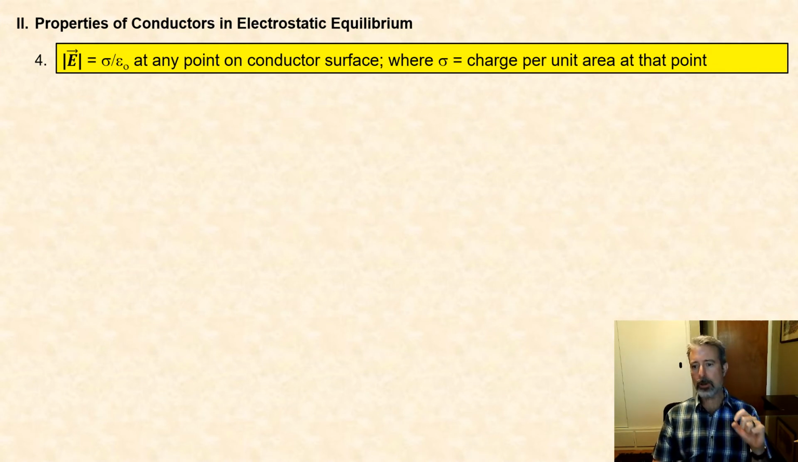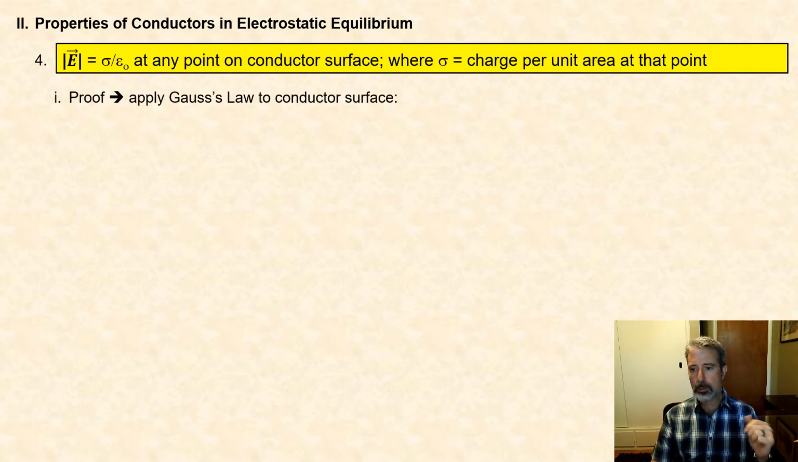So now we know about the direction of the electric field at the surface of a charged conductor. Let's turn our attention to the magnitude of the field. It turns out that the magnitude of the electric field is given by this expression, sigma over epsilon naught, at any point on the conductor surface, where sigma represents the surface charge density, that is the charge per unit area at that point on the surface. So we're going to apply Gauss's law to the conductor surface, and by doing so, we'll come up with a proof for the statement.